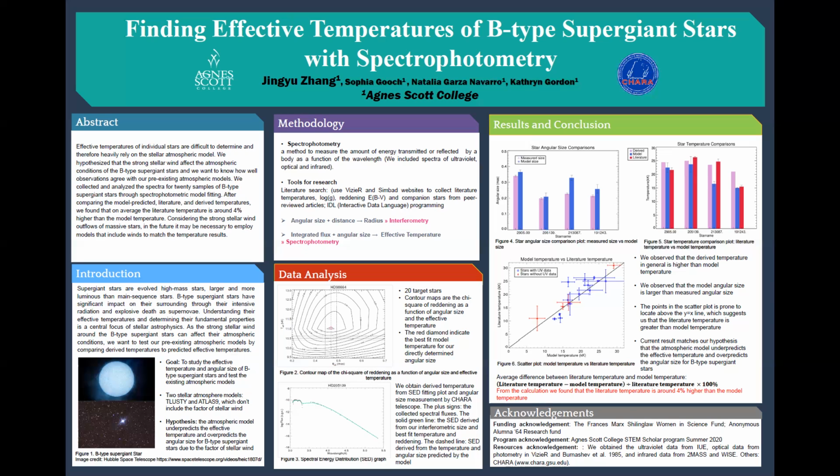So in general, the current result matches our hypothesis that the atmospheric model underpredicts the effective temperature and overpredicts the size. So in the future, it may be necessary to employ models that include the winds to match our temperature results.